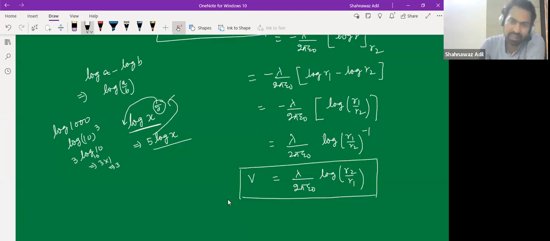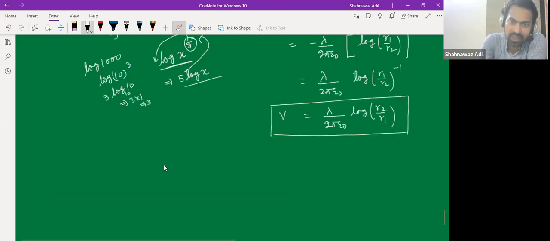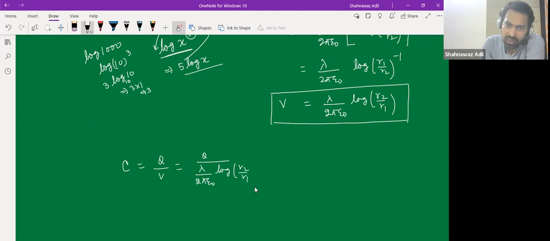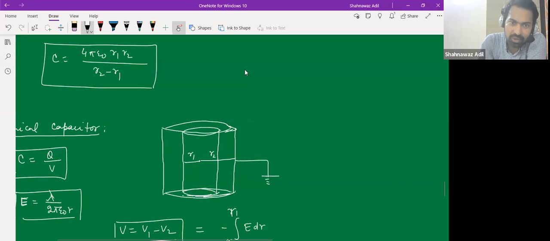Right? Then ultimately we wanted to calculate the capacitance. So this was Q by V. Then what will you get? This will be Q divided by lambda by 2 pi epsilon naught and log of R2 by R. But this lambda, this much length, how much? This is L, right?